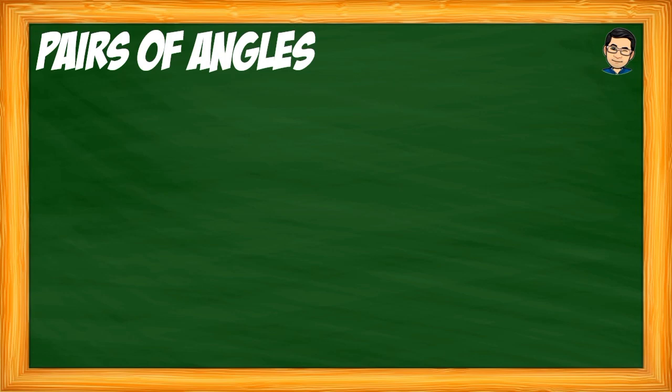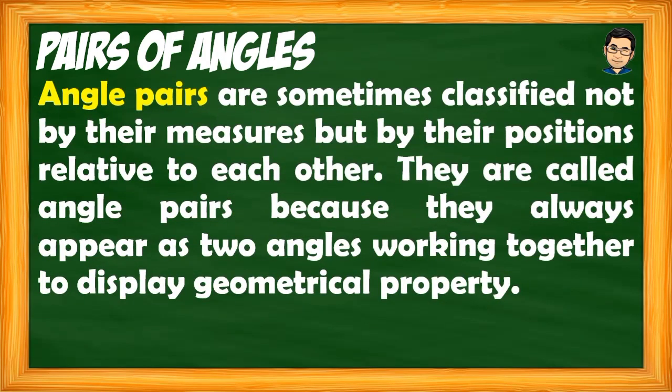So let us have pairs of angles. Angle pairs are sometimes classified not by their measures, but their positions relative to each other. They are called angle pairs because they always appear as two angles working together to display geometrical property. Usually yung mga angle pairs na yan, magkatabi sila, hindi sila napaglalayo. Yung mga types of pairs of angles na i-discuss ko, makikita nyo kung paano ba sila nagkakaiba-iba.